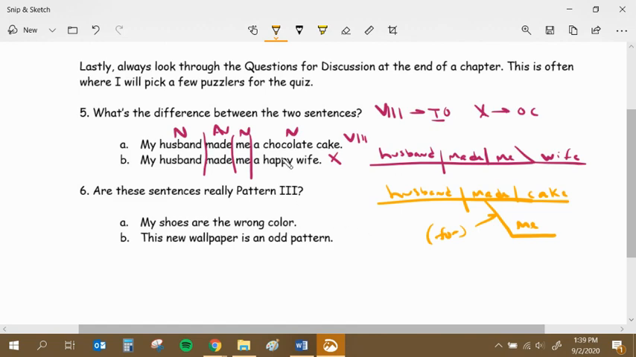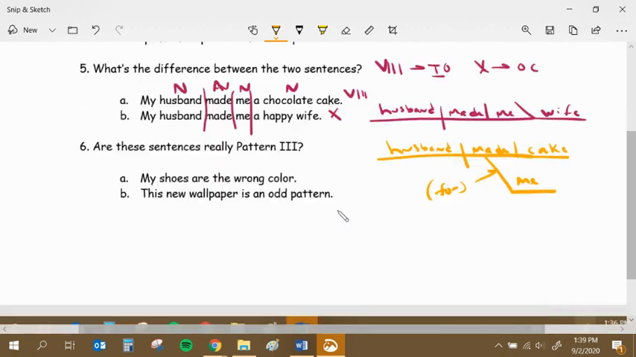Same thing, the second one couldn't possibly be an 8. My husband made me a happy wife. If it were an 8, you'd have to say my husband made a happy wife for me. Like, that's weird. Husband, what are you doing down in the basement all week long? Well, I've been making something, and surprise, I'm making another wife. He's not making a wife for you. He's making you to be a happy wife, or into a happy wife. And your husband's not making you to be a cake, but he's making a cake for you. The thing is, structurally they look exactly the same. Visually there's nothing I can tell you other than your grammar gut tells you which one it is.